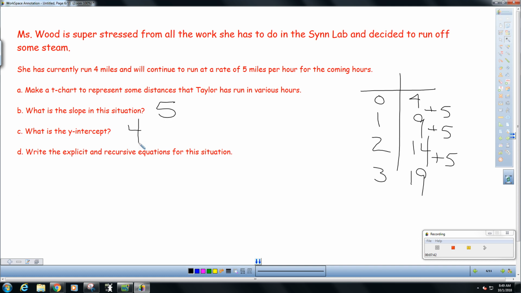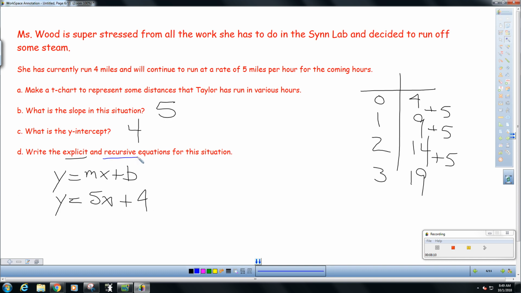So let's do the explicit formula first. y equals mx plus b. So for this one, it's going to be y equals. What's the slope? 5 per hour plus 4, which is where she was when we started counting. Okay?